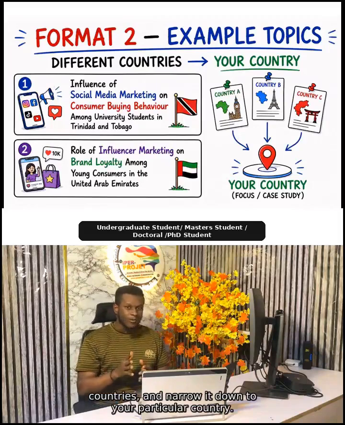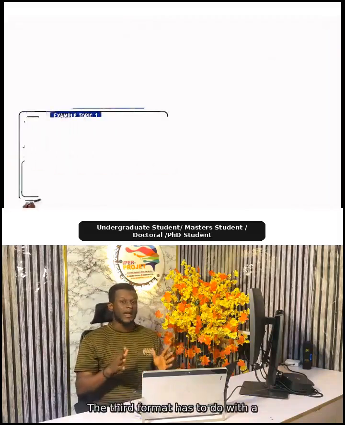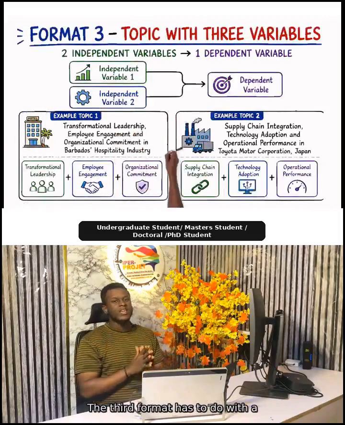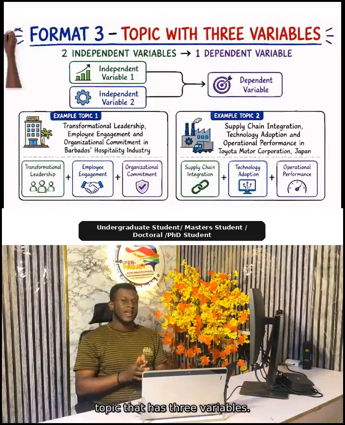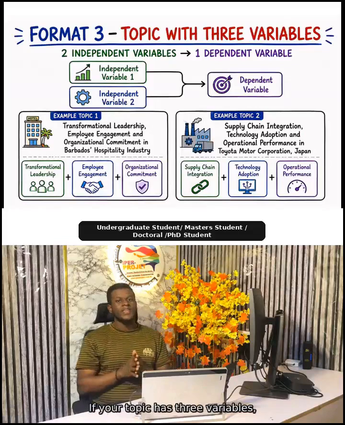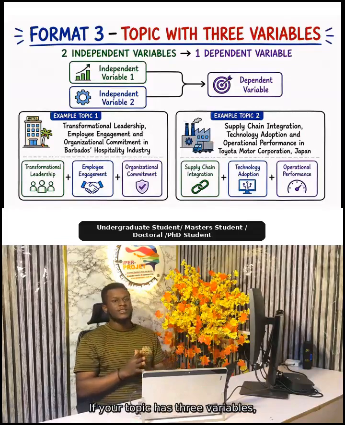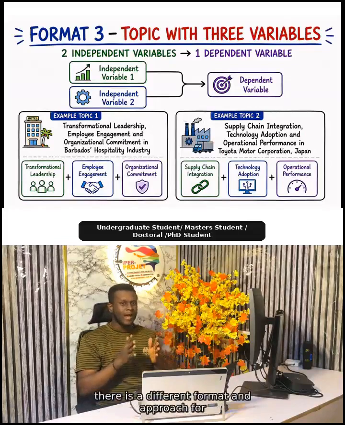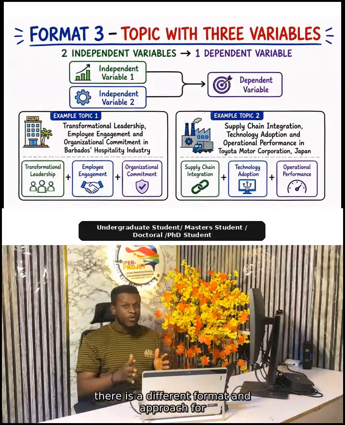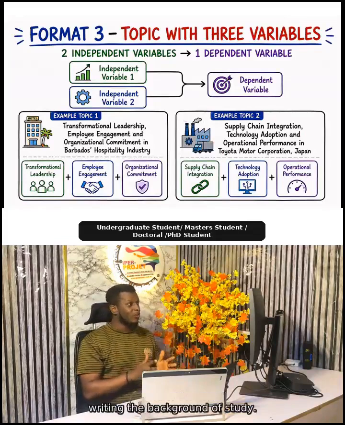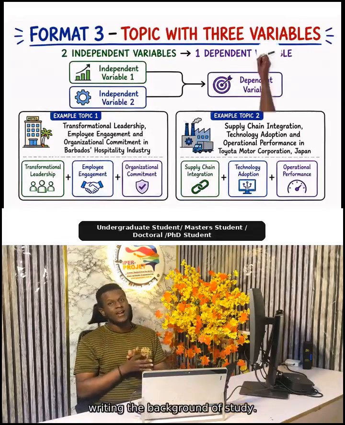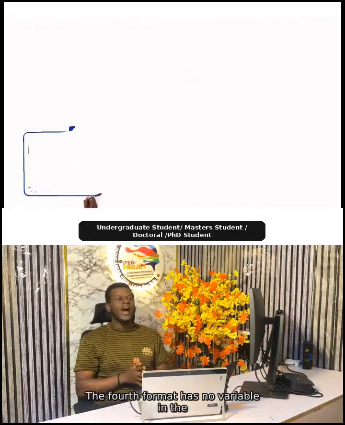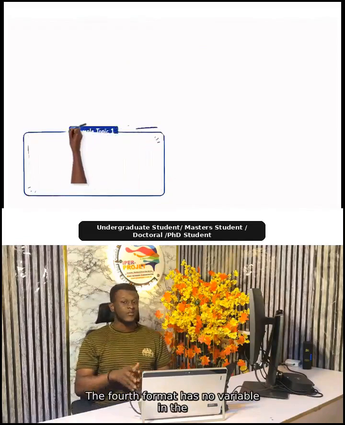Now, the third format has to do with a topic that has 3 variables. If your topic has 3 variables, like the example of this topic over here, there is a different format and approach for how you are going to write the background of study for this particular topic also.